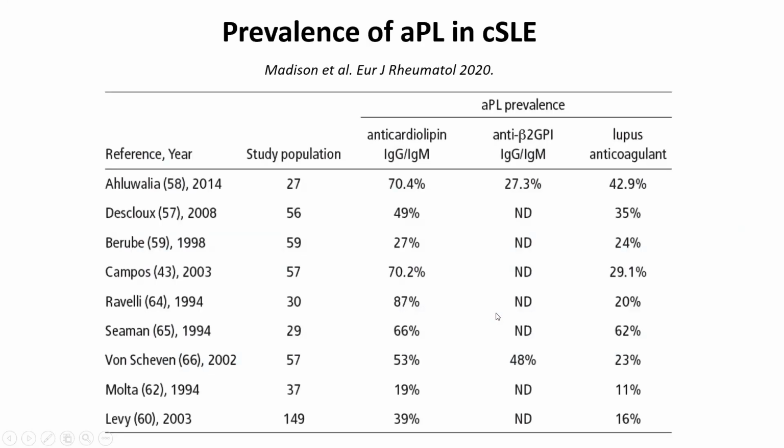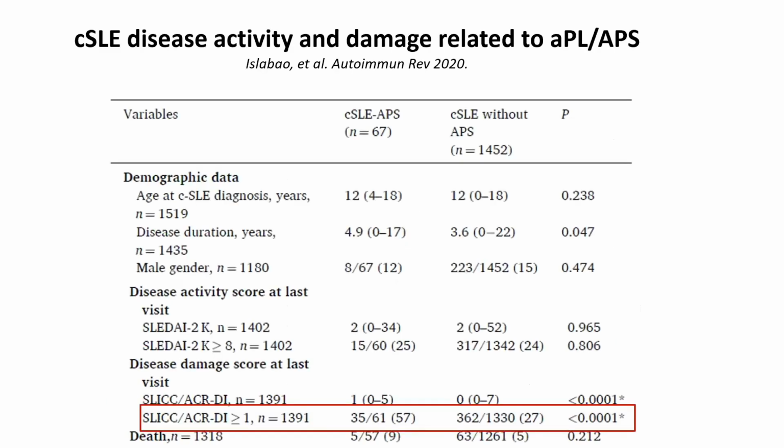And on this slide, you can see a comparison of different studies that evaluated only antiphospholipid antibodies prevalence in patients with childhood onset SLE. The most common are anticardiolipin antibodies, which are frequently reported in more than half of all children with SLE. Anti-beta-2-GP1 antibodies were not evaluated in all studies, but in our experience are present in approximately 1/3 of patients with childhood onset SLE, and lupus anticoagulant also in approximately 1/3 or 25% of patients with SLE in pediatrics.